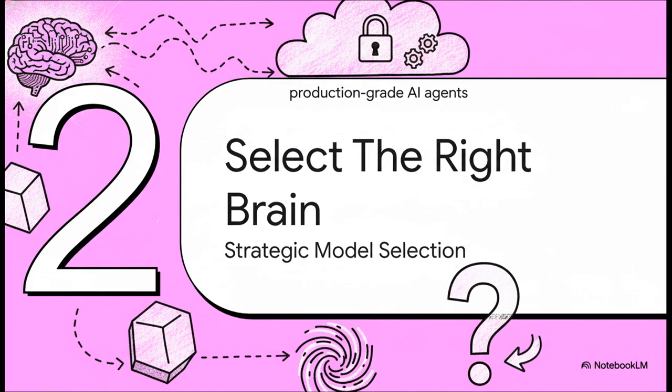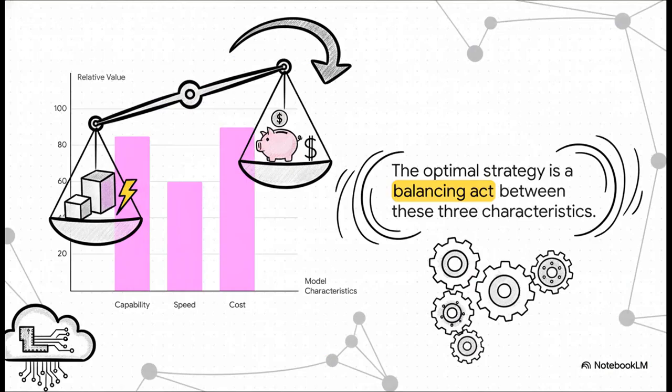So let's dive into the first, and honestly, one of the most critical decisions you're going to make. Let's start with the absolute core of your agent, its brain, the large language model. This is your first big decision. And you know what? The right choice probably isn't what you think it is. You see, the biggest mistake people make is thinking they just need to grab the most powerful, most capable model off the shelf. But the smart play, the production-ready play, is a constant balancing act. You're always juggling a model's raw capability with its speed and, of course, its cost.